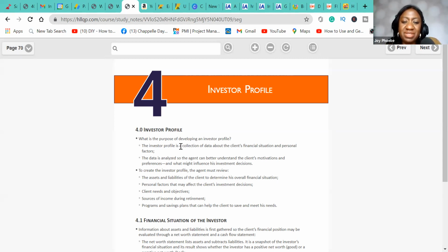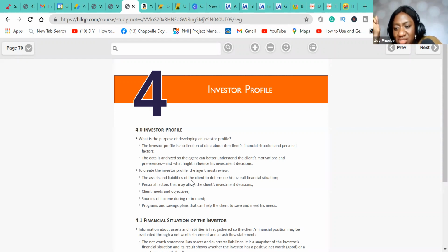Investor profile. What is the purpose of developing an investor profile? The investor profile is a collection of data about the client's financial situation and personal factors. The data we collect enables us to analyze our clients and know the client's risk tolerance. That's basically what an investor profile is all about. Every time we do investment for our client, we do what we call an investor profile, because that's what tells us the risk tolerance.